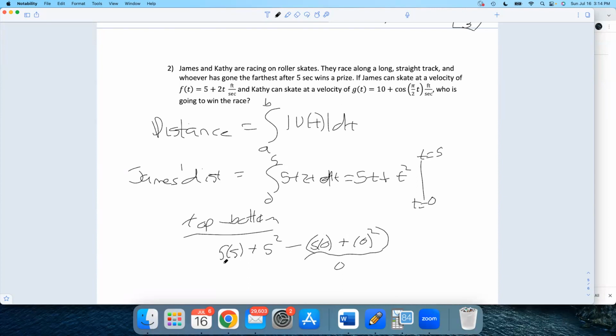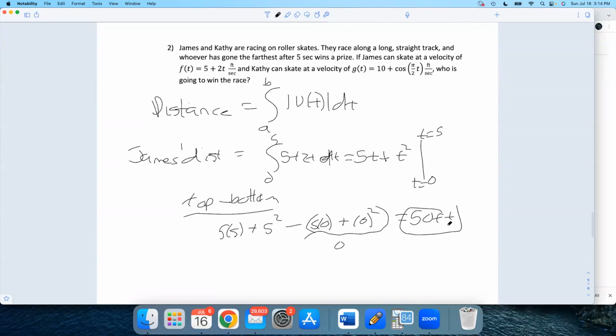So we get 25 plus 25, we get 50 meters. Are we in, no, feet. We're in feet per second. So this will be 50 feet. That's how far James went. What about Kathy? How far did Kathy go?